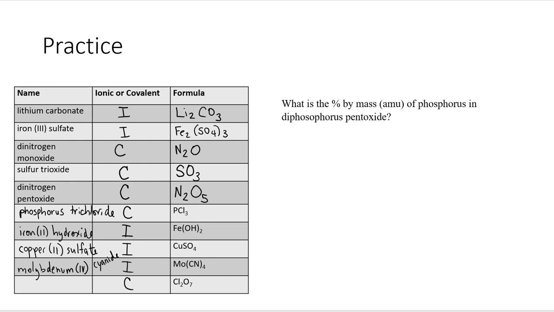That is a covalent compound. Chlorine is a nonmetal. Oxygen is a nonmetal. This is dichlorine heptoxide. And remember, if you spelled it heptaoxide, I would be okay with that. It's just a spelling thing. It doesn't matter to me.